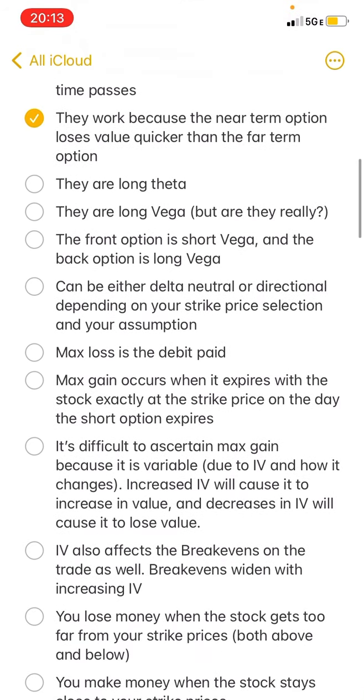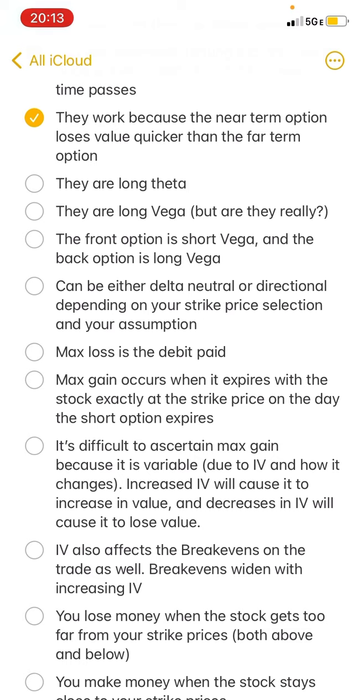Now, these work because the near-term option loses value quicker than the far-term option. So if you put a calendar spread on 5 points out of the money or right at the money, you might ask, why am I making money on this trade when the stock's not moving anymore? Well, if you understand the options Greeks, theta decays a lot faster on options that are expiring in the near term, and it becomes exponential the closer you get to expiration.